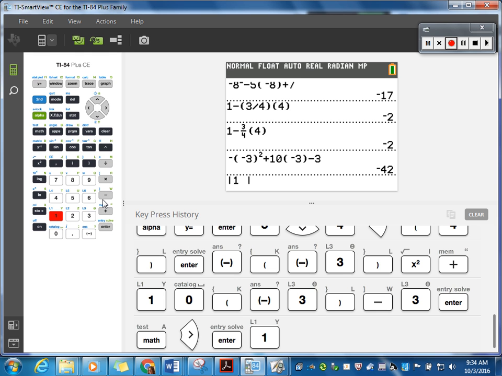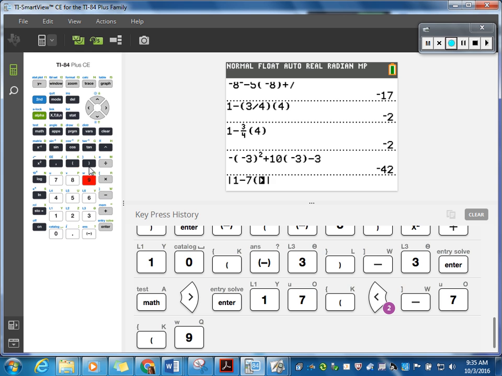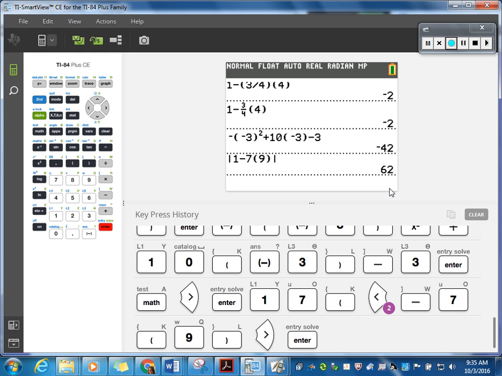And then we're going to type in 1 minus 7. Again, I use parentheses to replace my values. And if you close it, if you're on the TI-83, close the parentheses there, and then we get 62.